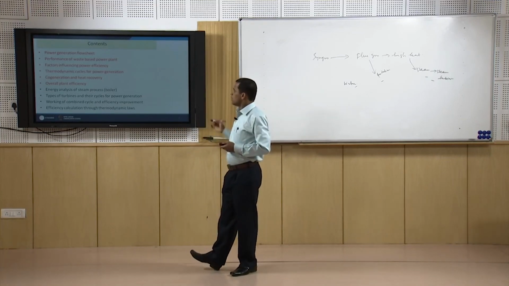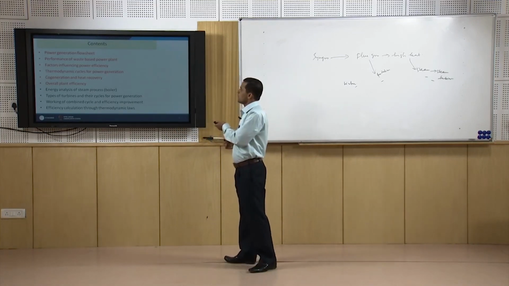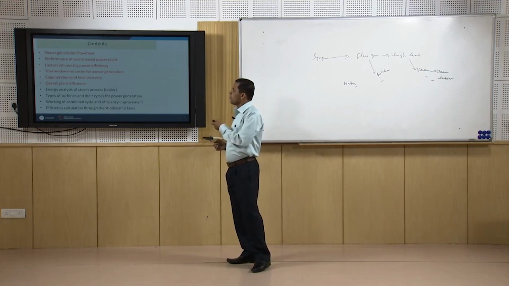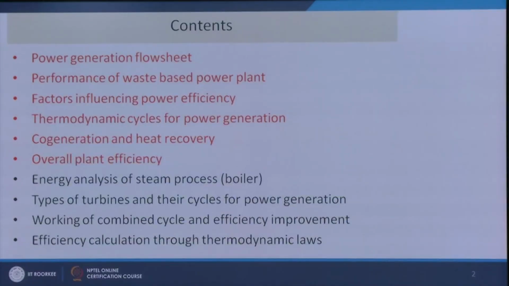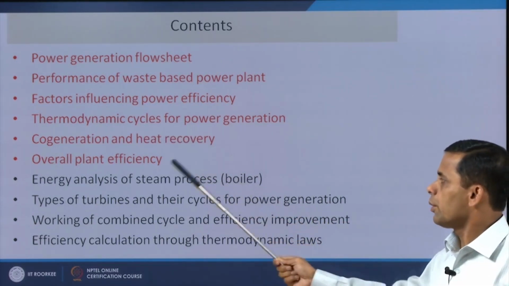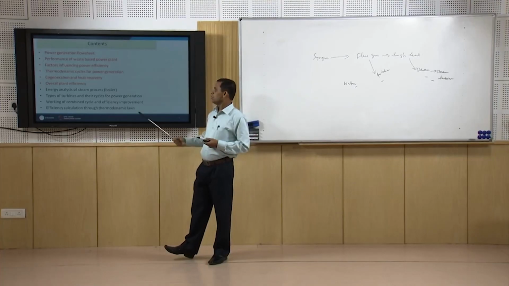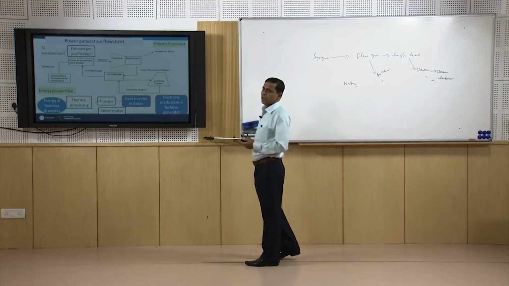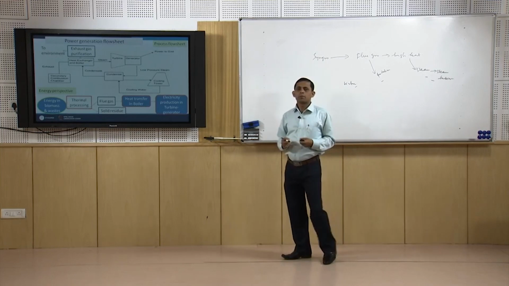So, in this module we will discuss the power generation, its flow sheet, performance of waste based power plant, factors influencing power efficiency, thermodynamic cycles for power generation, cogeneration and heat recovery, overall plant efficiency, and then we will discuss energy analysis of steam process and types of turbines and the cycles for power generation, working of combined cycle and efficiency improvement, and last we will see efficiency calculation through thermodynamics laws. So, now we will see the flow sheet for power generation.